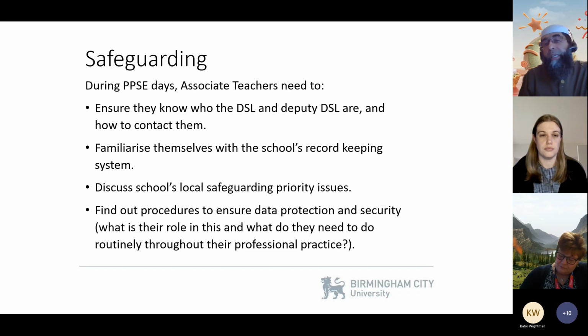So for instance, in my case, I would ask them, I know that the deputy head teacher and the head teacher are DSL. Could you name me a third person who is a DSL in school, if there is one? Just to make sure that they have engaged with this properly. But also have a conversation about any local safeguarding issues that there might be around the school. So just to see that the associate teachers have explored this safeguarding with the mentor or the lead mentors in school.